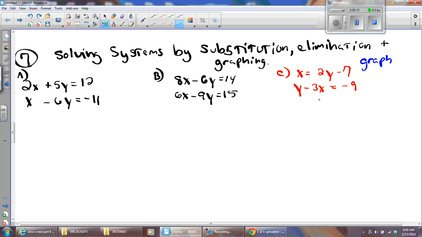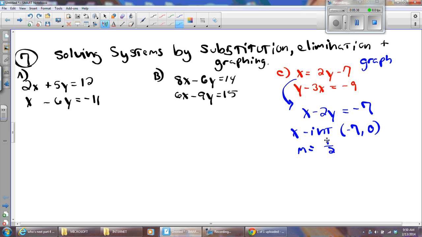I could, this is almost in standard form as well, or I could get it in slope-intercept form. I think I'm going to graph this one. In fact, I'm going to manipulate this first equation and make it read x minus 2y equals negative 7. How did I do that? I subtracted 2y. Now it's in standard form, and I know the x-intercept is going to be negative 7, 0. The slope is going to be 1/2, and that's enough information to graph.